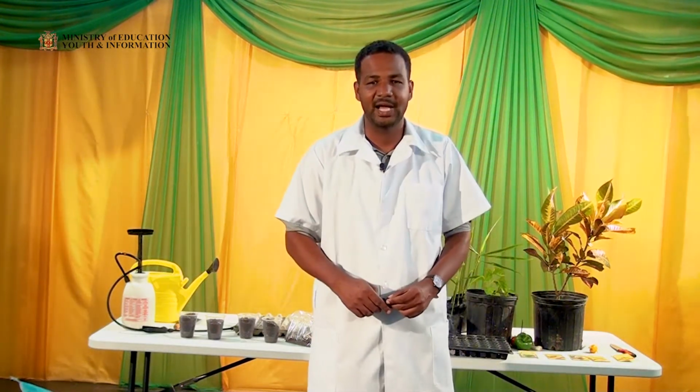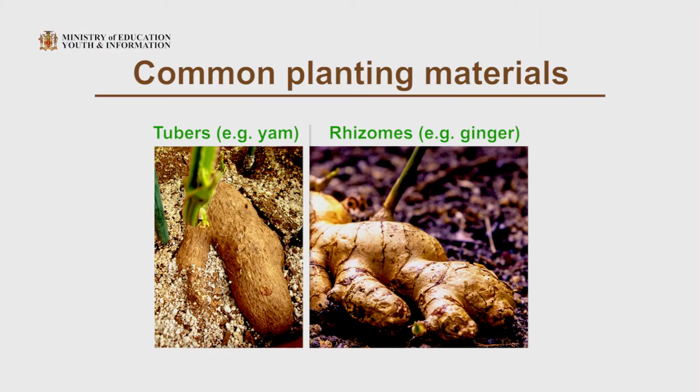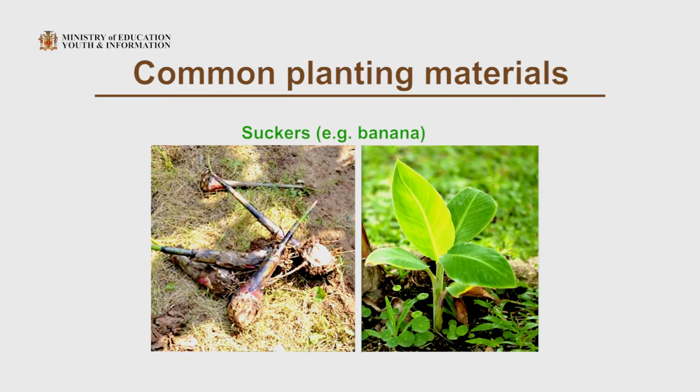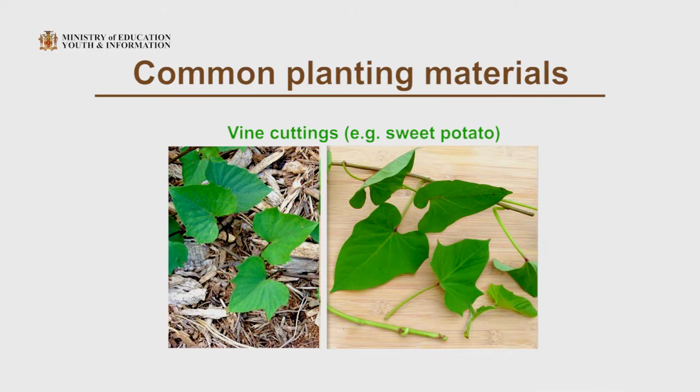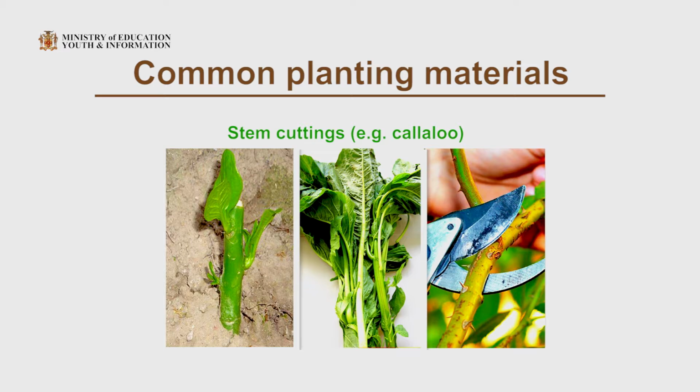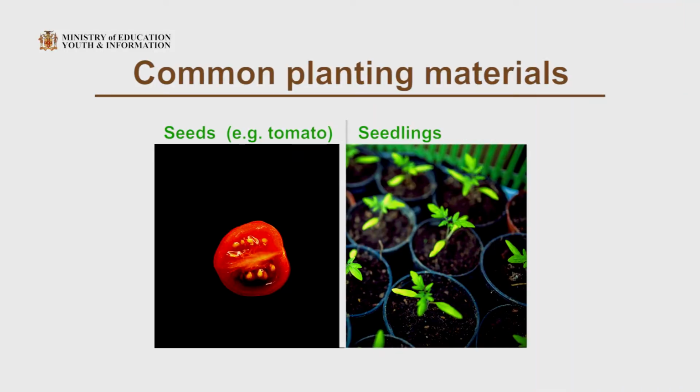Let us now look at some of our common planting materials. Our yams, rhizomes, suckers, vine cuttings, stem cuttings, our seeds and seedlings.